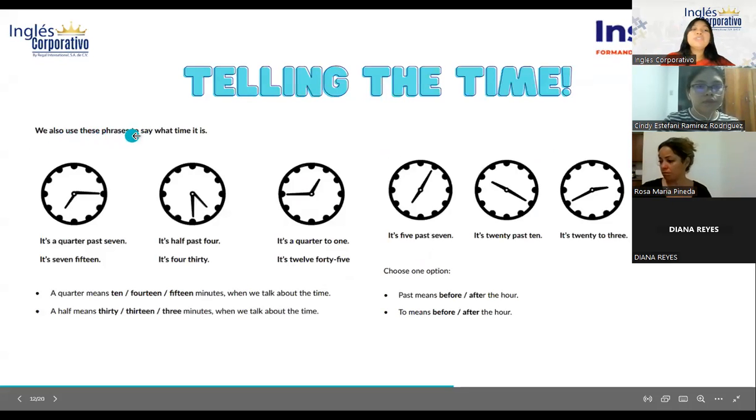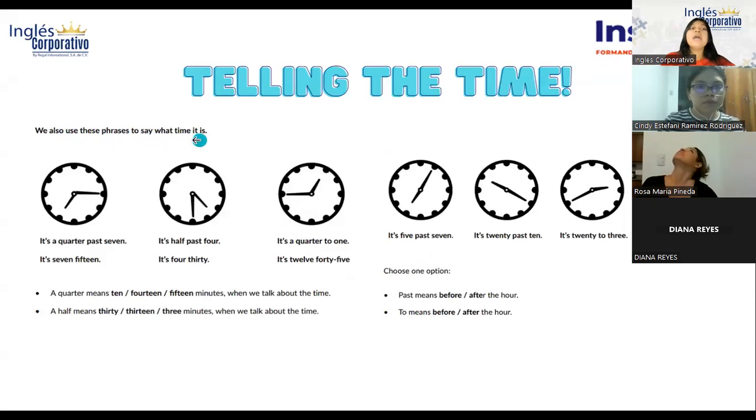Now, let's see. We also use these phrases to say what time it is. Lo que estábamos viendo. It's a quarter past 7. It's a quarter past 7. 15 minutos pasan de las 7.